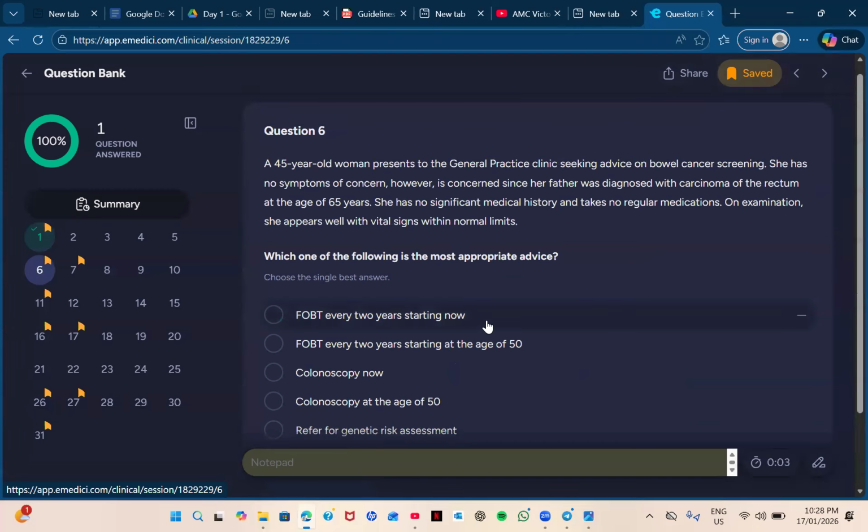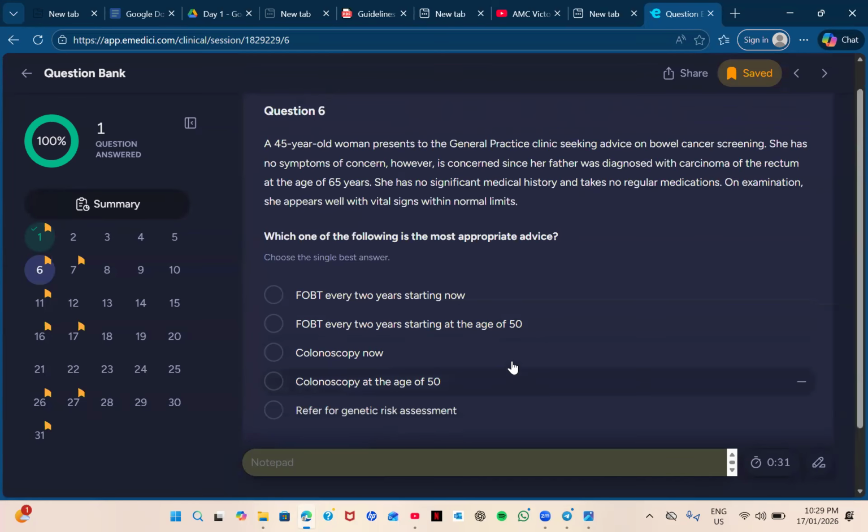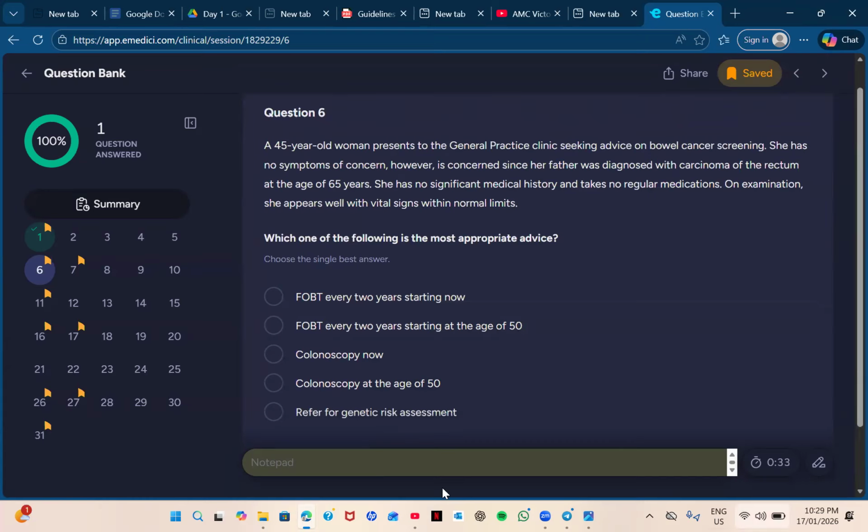A 45-year-old woman presents to the GP clinic seeking advice on bowel cancer screening. She has no symptoms of concern, however, is concerned since her father was diagnosed with carcinoma of the rectum at age 65. She has no significant medical history and takes no regular medications. On examination, she appears well with vital signs within normal limits. Which one of the following is the most appropriate advice? So, type your answers in the chat.